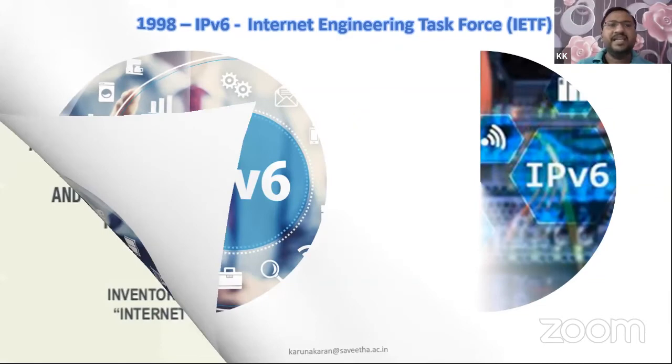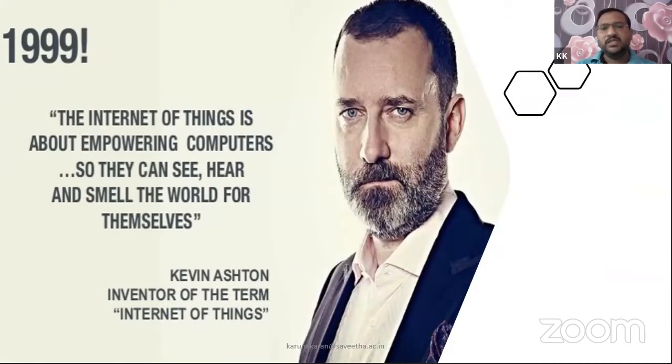And in 1999, this person called Kevin Ashton was the inventor of the term Internet of Things, IoT. He coined this word, and he said the Internet of Things is about empowering computers so that they can see, hear, and smell the world for themselves. So instead of humans, a machine can do it. They can see, they can hear, and they can smell.